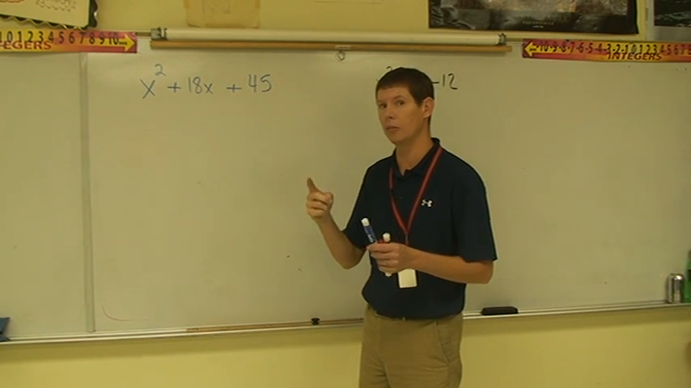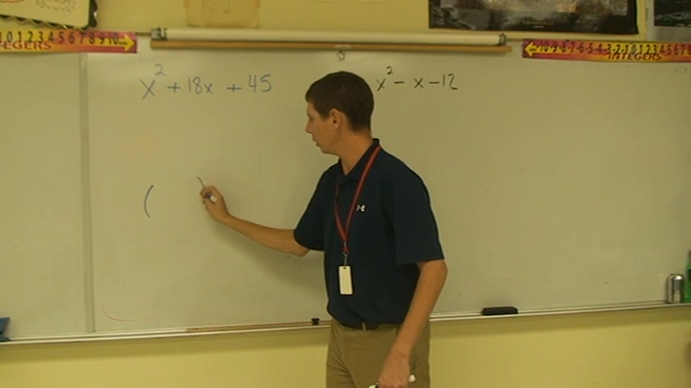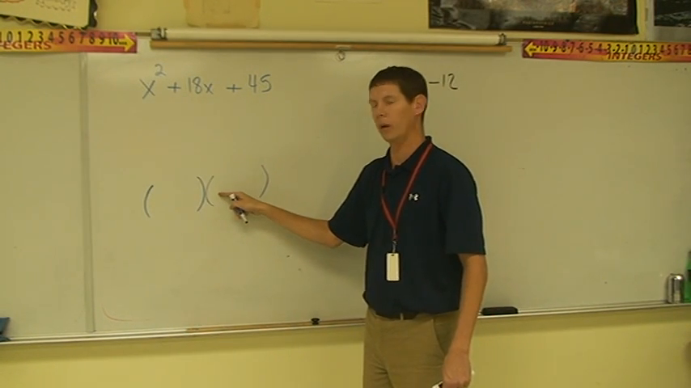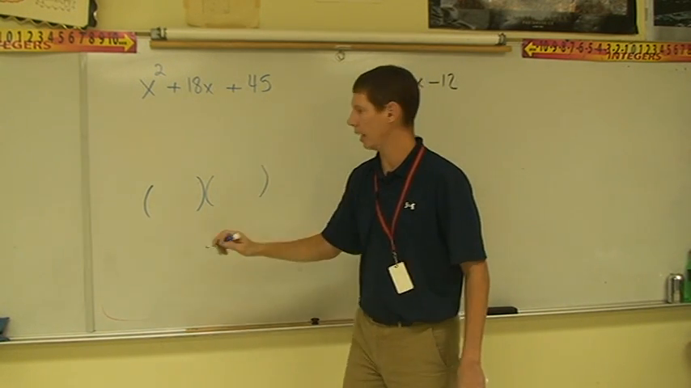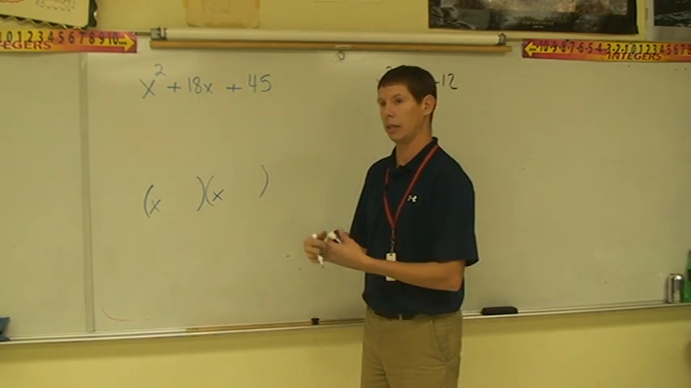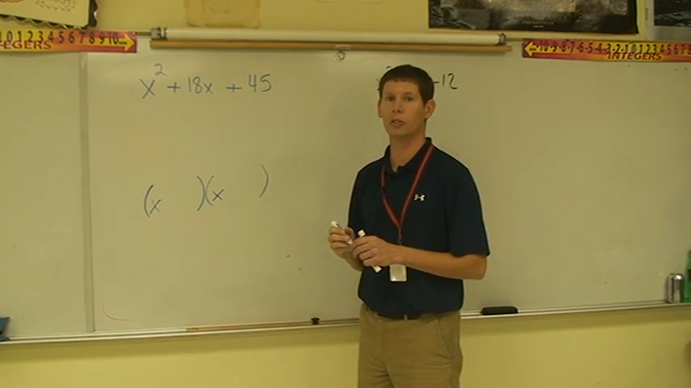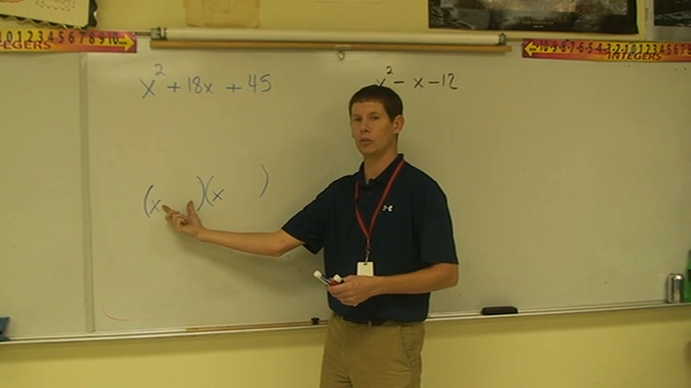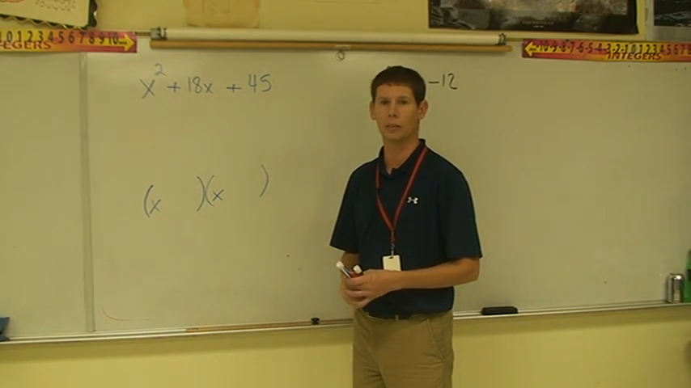So if you think about the FOIL process, when we have two binomials in parentheses multiplied to each other, what times what gives you x squared? X. That's why these problems are kind of nice and slick, because when we have a trinomial, the only way you're getting x squared is x times x. So you know the first term of each binomial. This next part is what follows it.